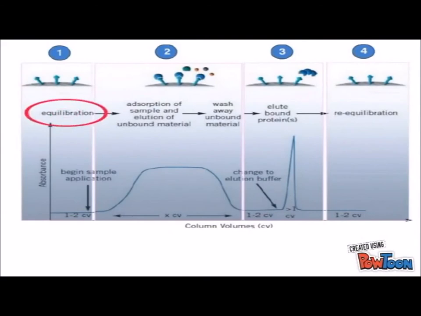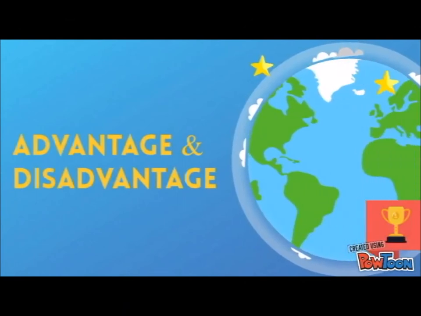In the first stage, we do the equilibration, which is to prepare the column for the sample loading. In stage 2, the absorption of the sample and elution of unbound material happen, and then we wash away the unbound materials again. This stage 2 happens during the loading of the sample. In stage 3, we elute the bound materials by using the elution buffer, and the last stage is equilibration again. Now, the advantages and disadvantages of the GST tag protein.